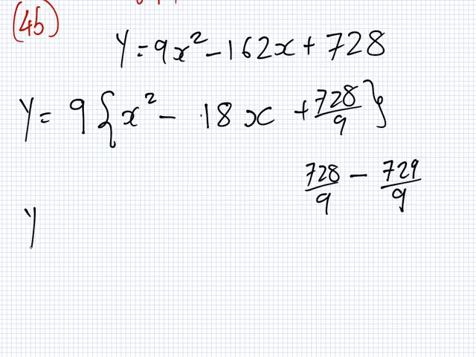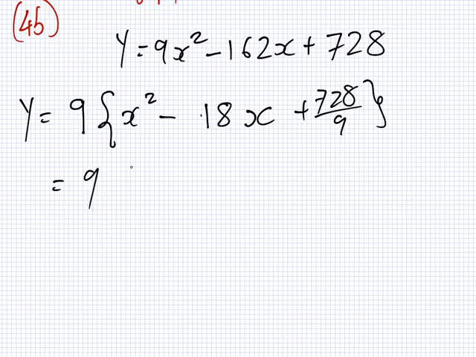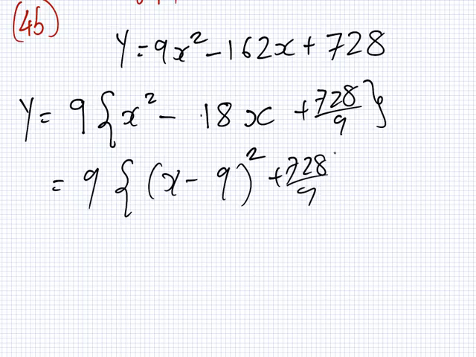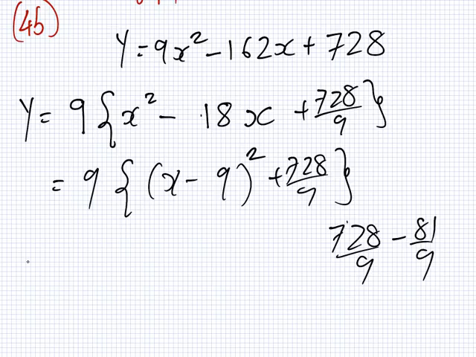y equals 9 x. Oh, sorry, I skipped a step. Ignore me. y equals 9 times (x minus 9 squared) plus 728 over 9, minus 81 over 9. Yes. No, sorry, forget. 709 over 9, yes. That leaves 1, my goodness.